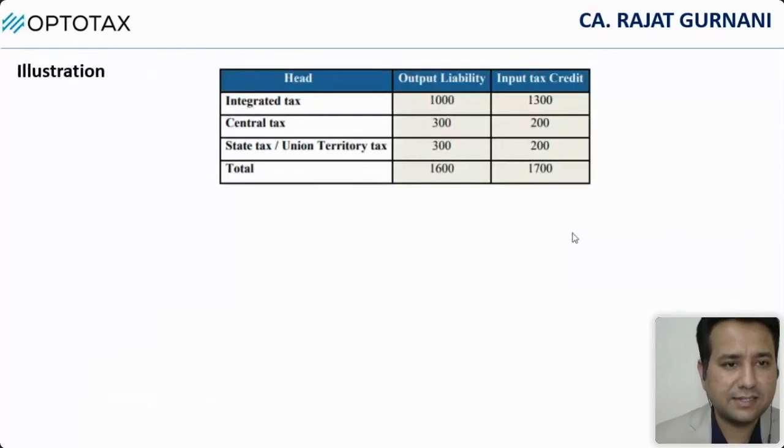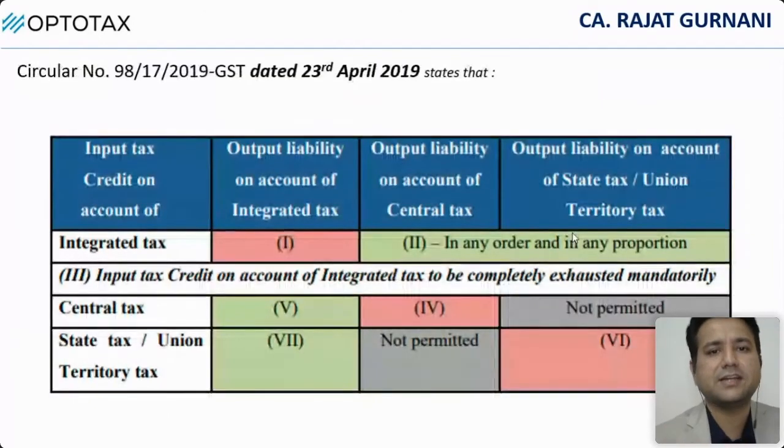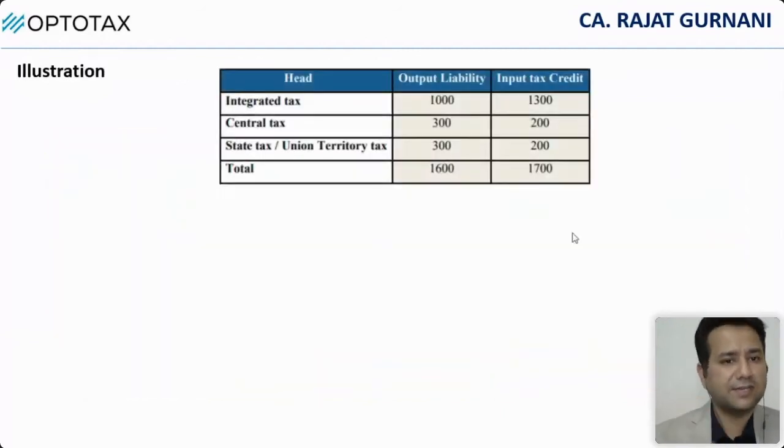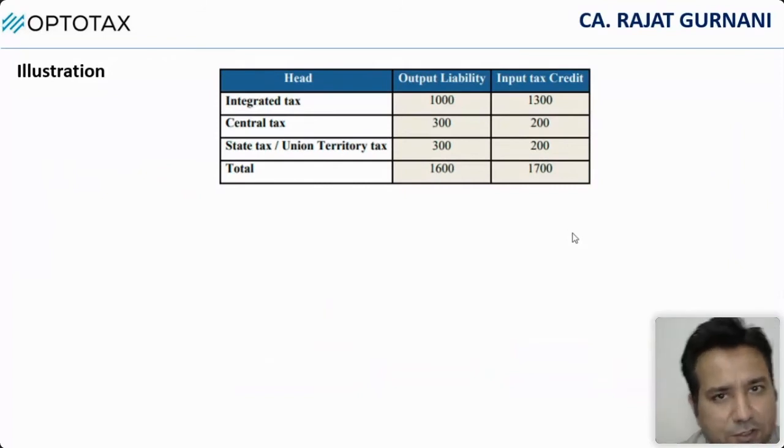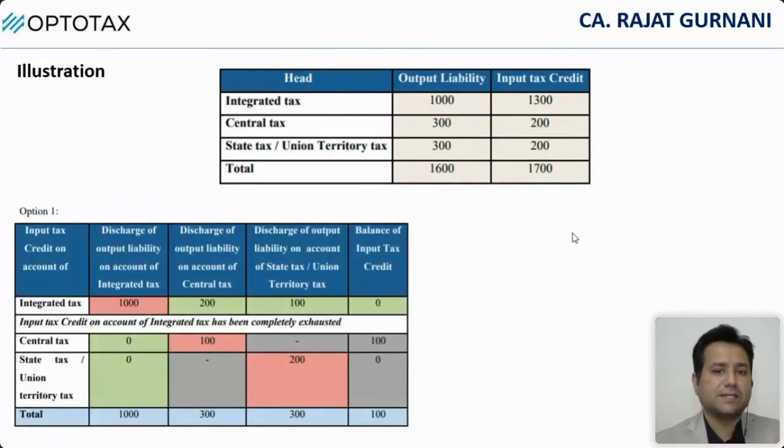So I've taken an illustration, a very nice illustration. The circular itself, which came on 23rd April, has given a very nice illustration. Please look carefully. The output liability in IGST is 1000 rupees. The ITC ledger balance is 1300 rupees. Similarly for CGST and SGST. Option 1.